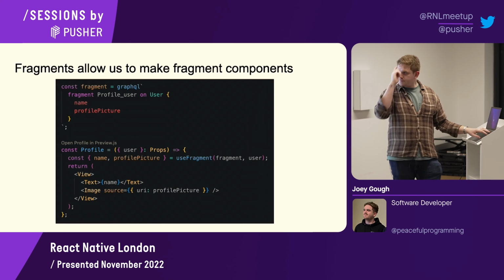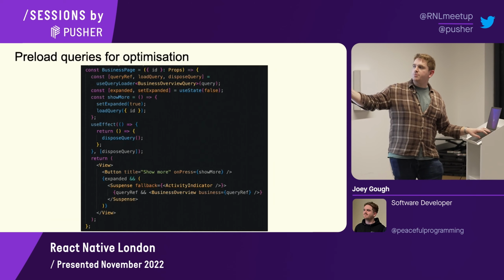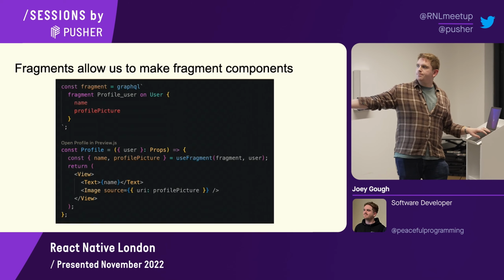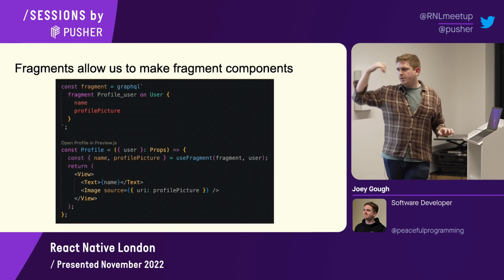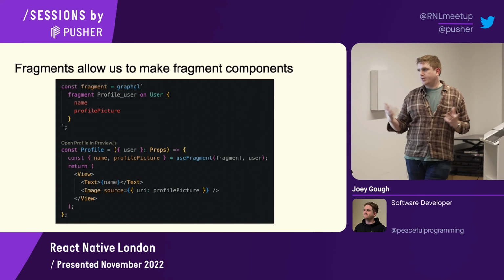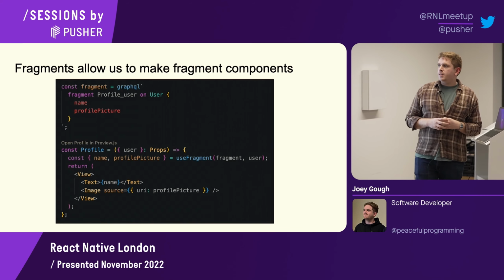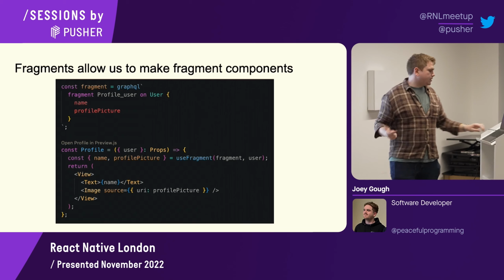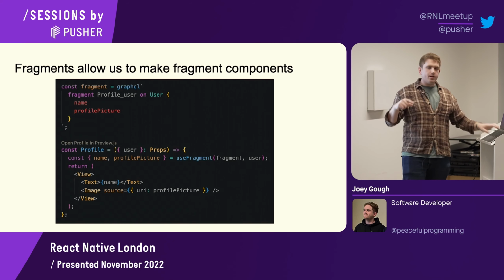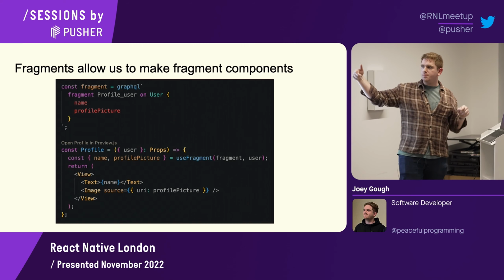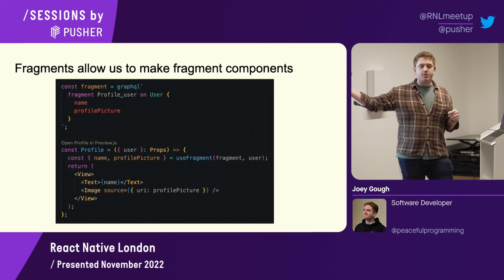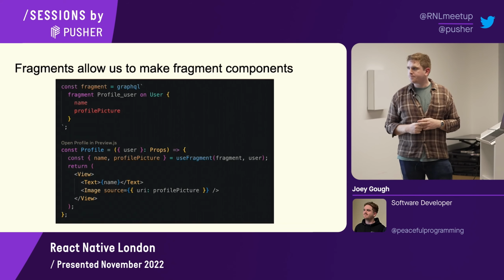So that's that. So this was the fragment that was spread back here on the profile user. And this is it here. This is a useFragment hook. And it knows, based on the context of the GraphQL, the way it goes from business to owner to user, it knows because of the context of where you're rendering this, whose name and whose profile picture it's supposed to be getting.